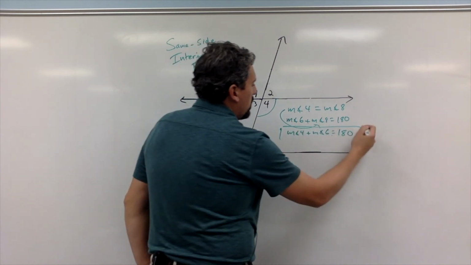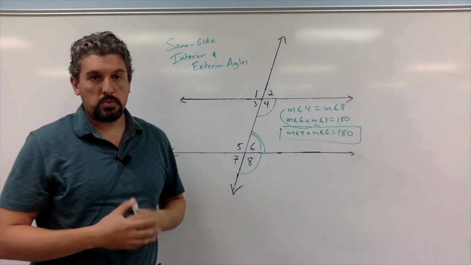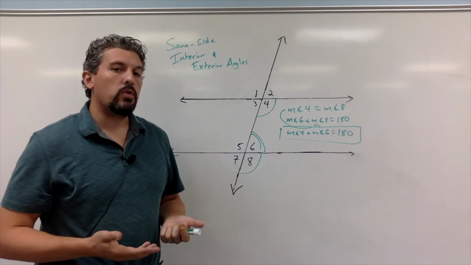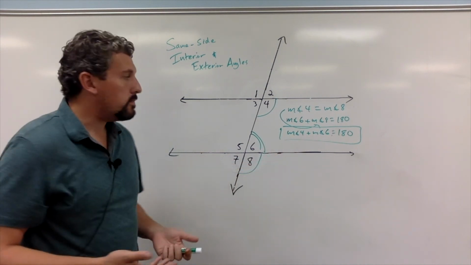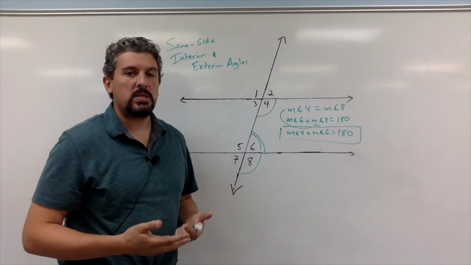I'm going to box that in for you here because what we've just done is we've used two certainly true statements based on relationships we've already accepted, and we've created a new equation that represents a new relationship that we're going to now just assume is true. 4 plus 6 would have to equal 180 degrees. They have to be supplementary angles.